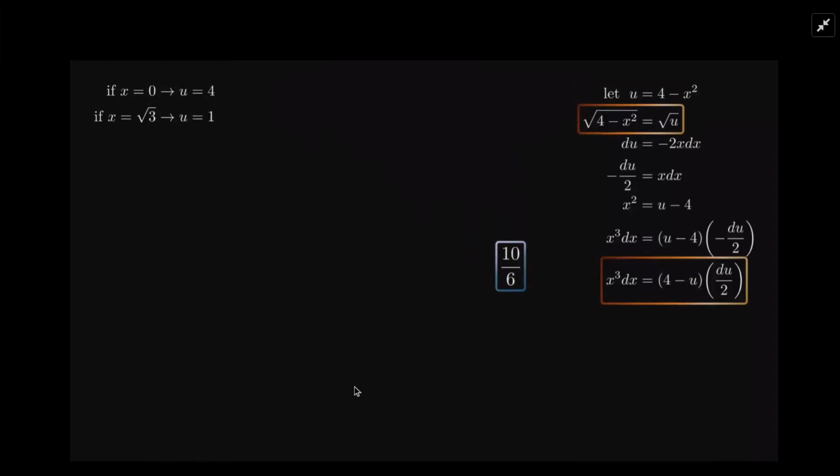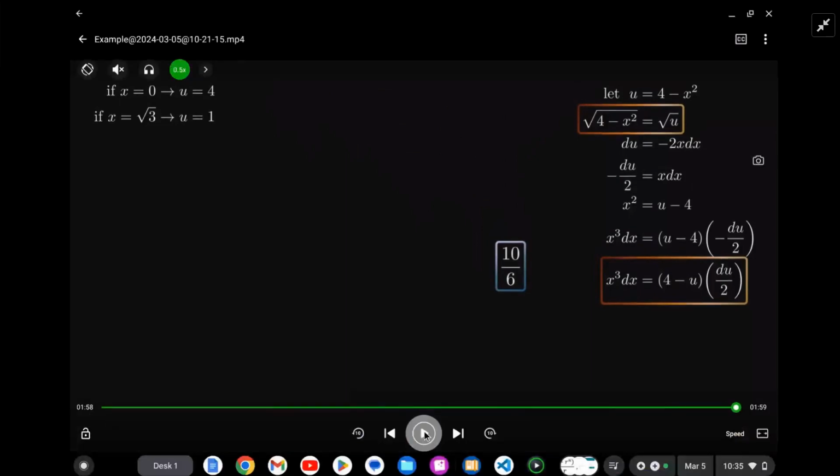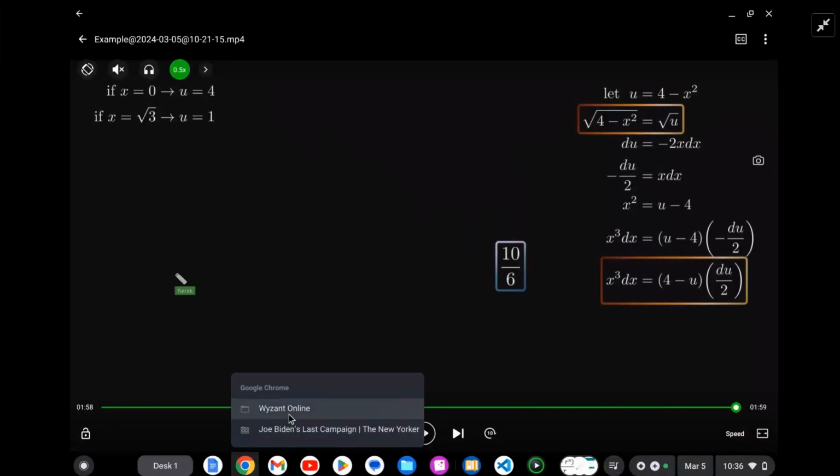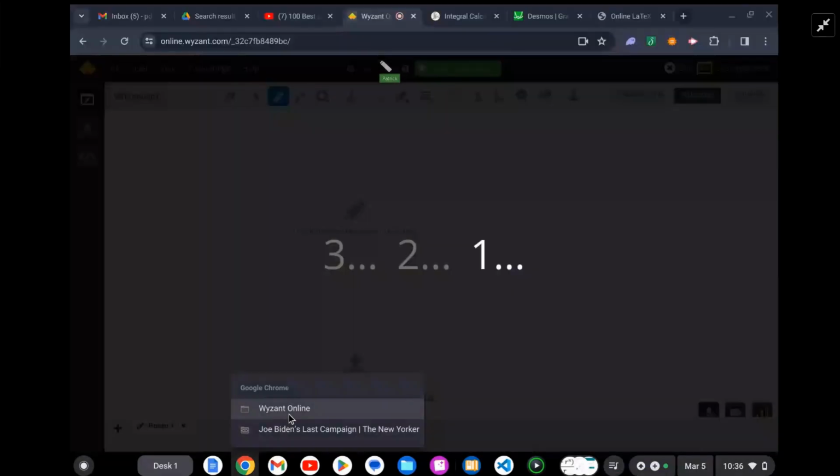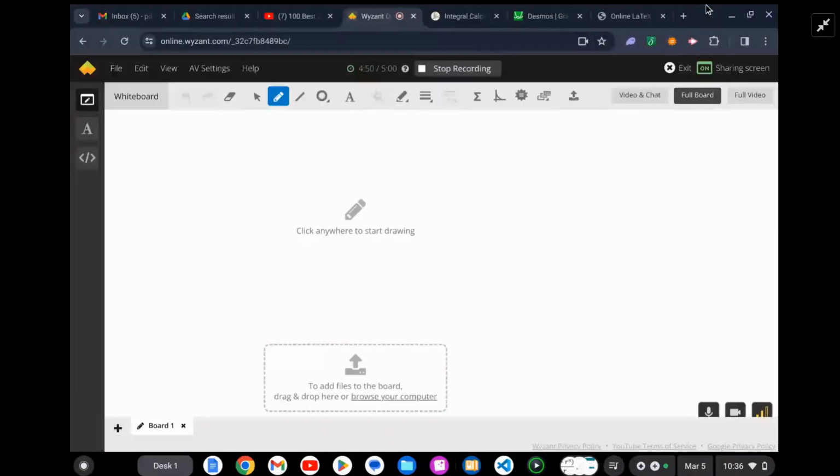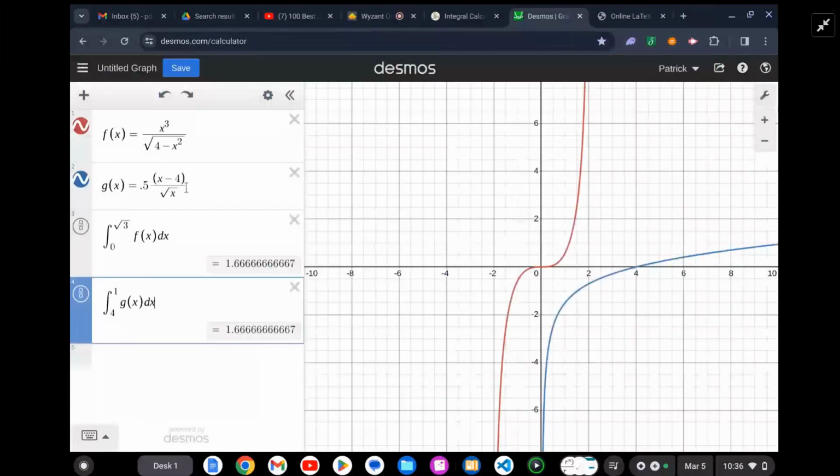All right, I was going to just show quickly here on Desmos. I like to check my answers on Desmos. Let's do that. So on Desmos, I put in my original function as f of x, and then here is the u substitution function. Okay, and so if I do the integral, this is the original question, 0 to square root of 3, and we get that's 10 over 6, right?